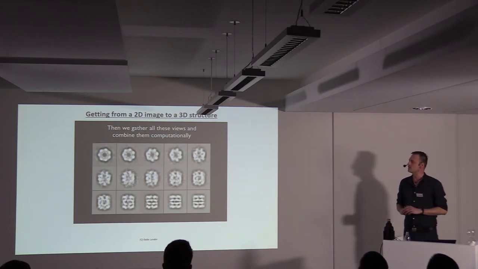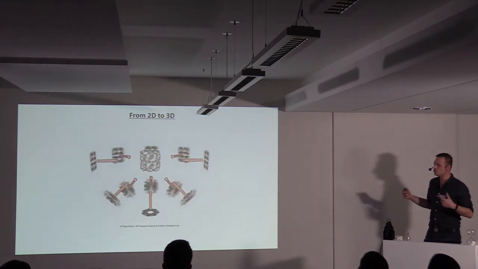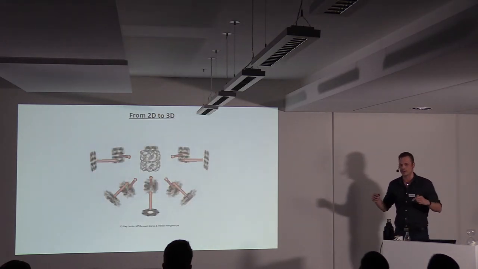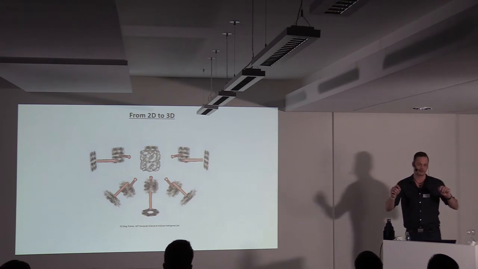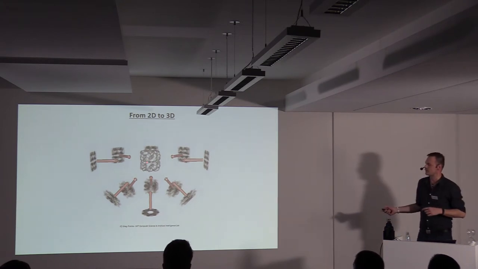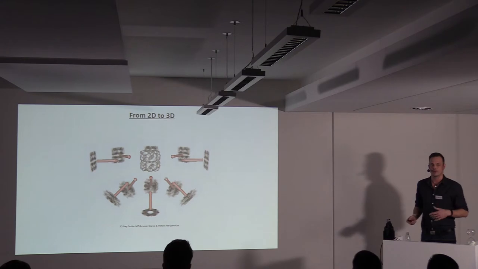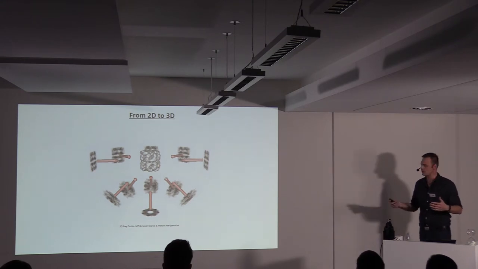And then you can combine them computationally. Out of 2D, you recreate the 3D structure. And remember, we have this special shadow, so to say, meaning we don't just get the outer shape, we get the interior as well. And then we have a complete 3D model of the protein.